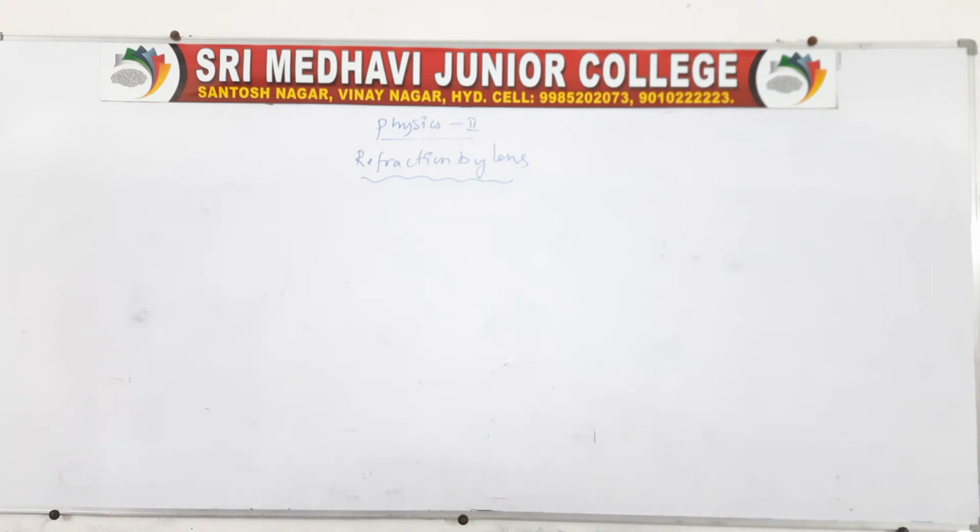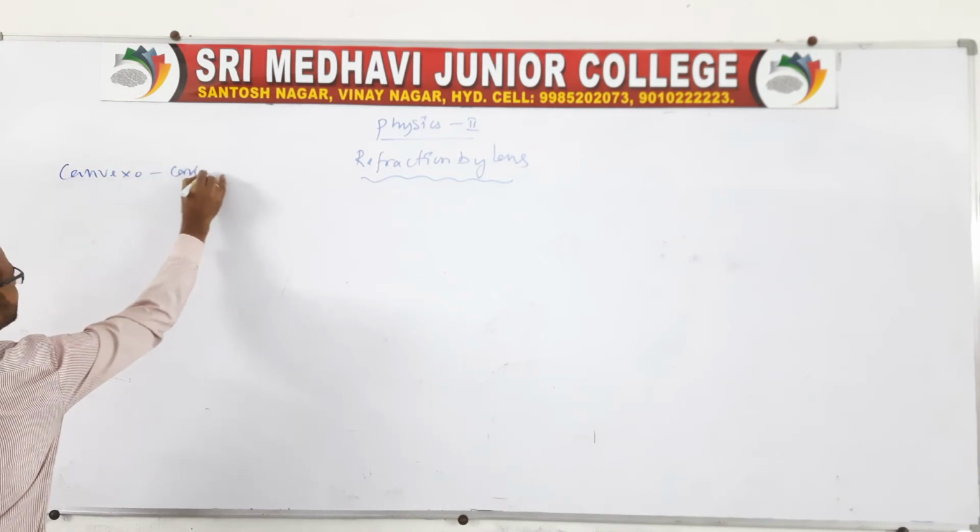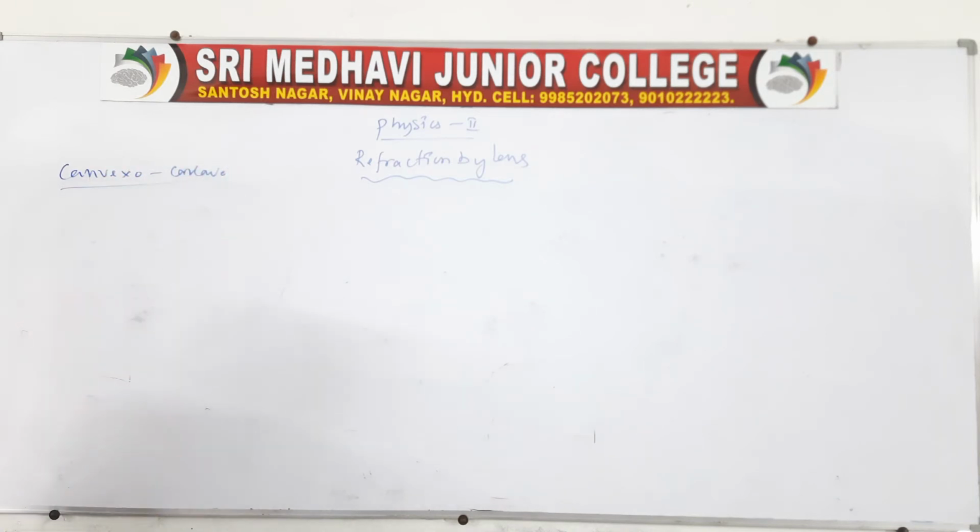And here, the first one, I'll tell you like this. You take a convexo-concave. Convexo-concave it is. So we can say like this: the convex surface is outside and the concave surface is inside.